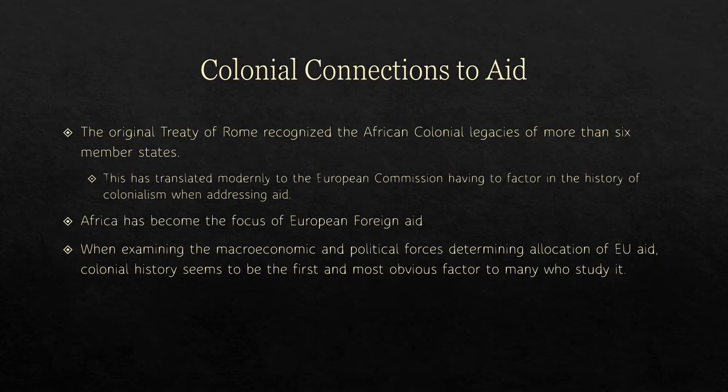Now, Africa, as we just saw, has largely become the focus of European foreign aid. And when examining the macroeconomic and political forces determining allocation of EU aid, colonial history seems to be the first and most obvious factor to many who study it.